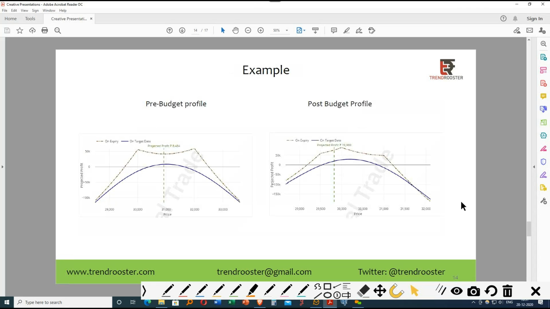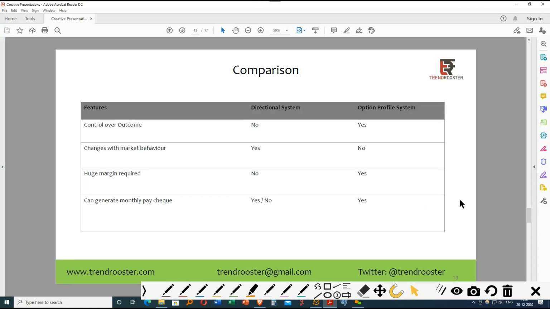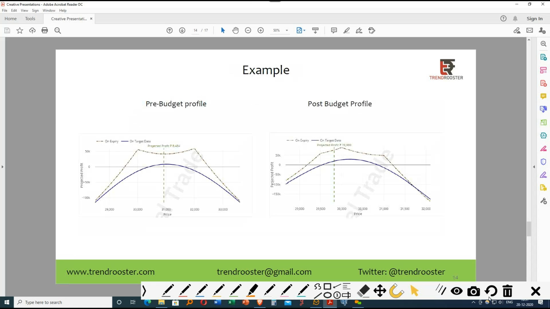All right, so I'm going to give an example. I already shared this video, or you can check it on my YouTube channel. This is our 2020 budget, not a pre-budget. This is my double calendar profile. The market was around 31,000 at that time, on budget day, which is highly volatile, pre-budget.